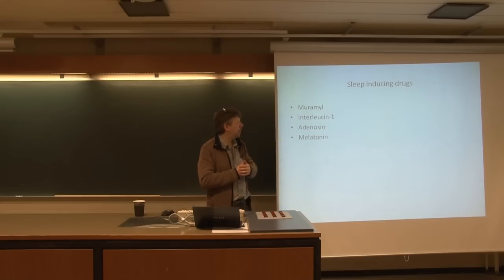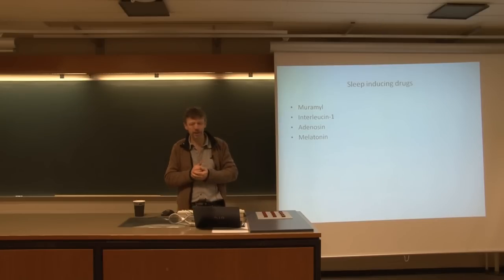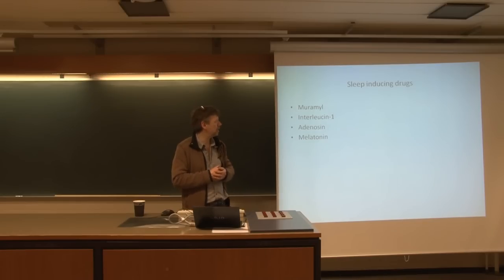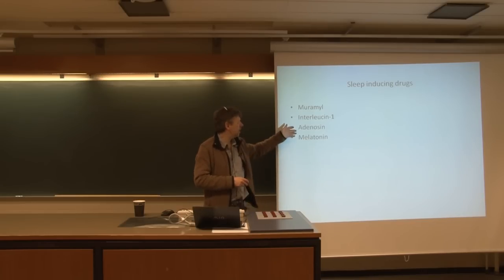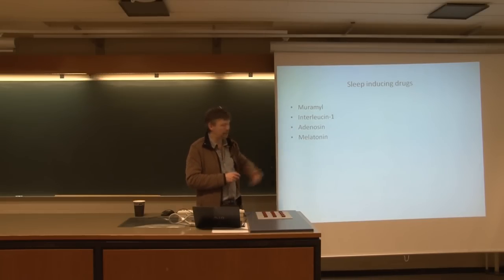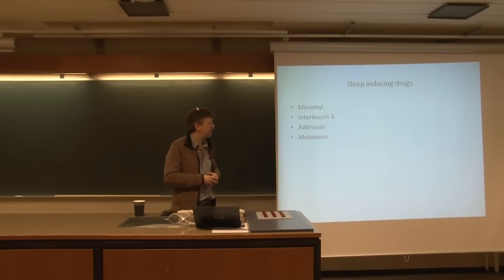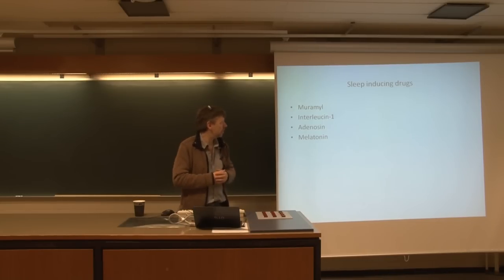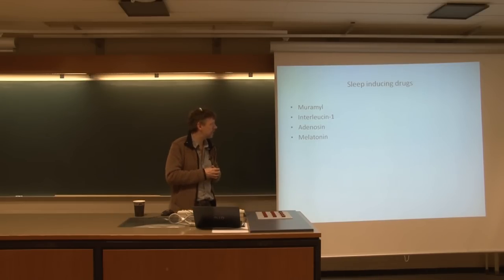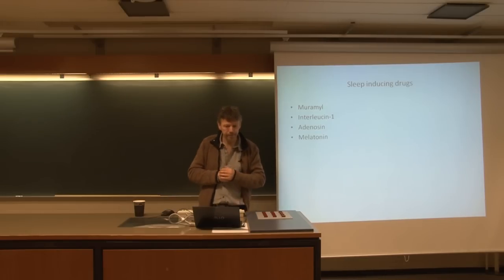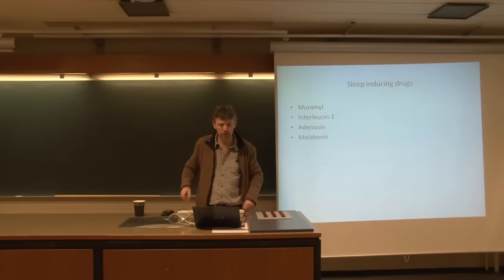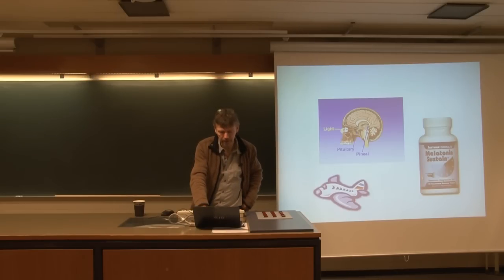Muramyl and interleukin-1 are not really as such substances that you would normally find in the brain, and which would normally be thought to promote sleep in the brain. So it's probably some kind of pathological finding to some extent. On the other hand, adenosine and melatonin are both found in the brain and are involved in neural transmission, involved in regulating wakefulness. So both of these are definitely part of the system which promotes sleep in the brain.